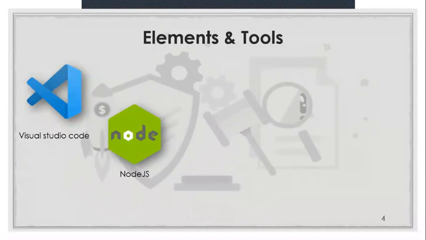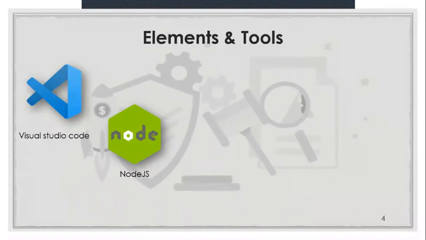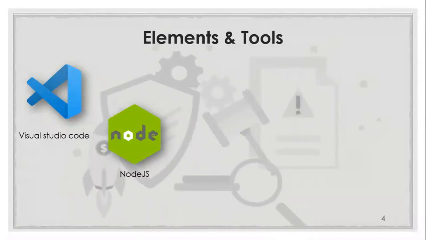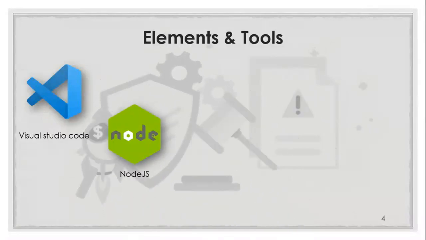Number 2, Node.js. Node.js is an open source server environment that can generate dynamic page content. It can create, read, write, delete, and close files on the server. Node.js can also collect data from the database and also modify the data.